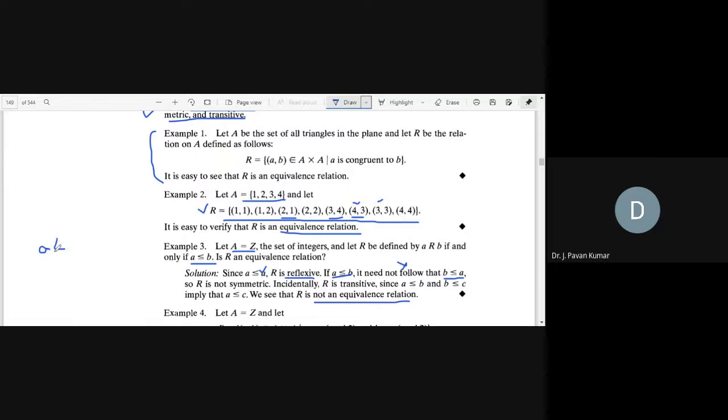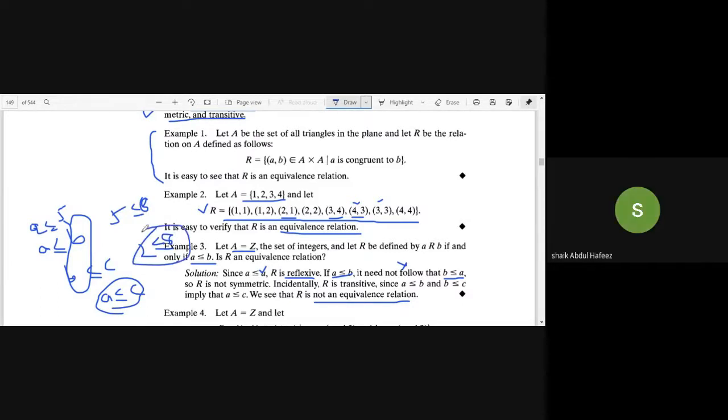Like we are having A less than or equal to B, and B is less than or equal to C. Now what is the condition to be satisfied? A less than or equal to C. Yes or no? Whether it will be satisfied for every integer. 2 is less than or equal to 5, 5 is less than or equal to 8. Then can we consider 2 is less than or equal to 8? Yes, sir. So we can consider it as transitive. Although it is reflexive and transitive, it is not symmetric. So it is not an equivalence relation.